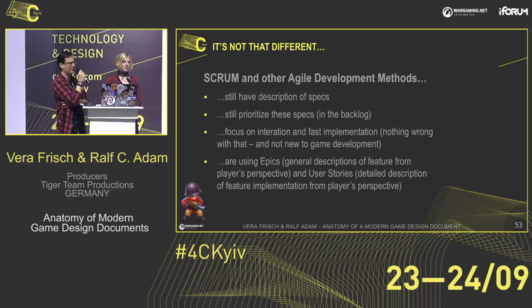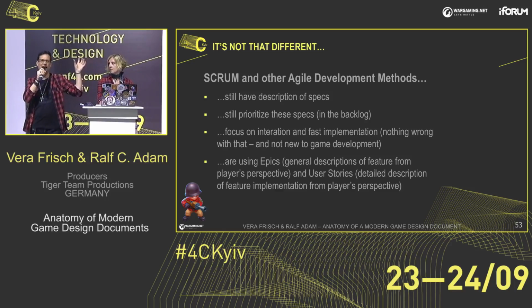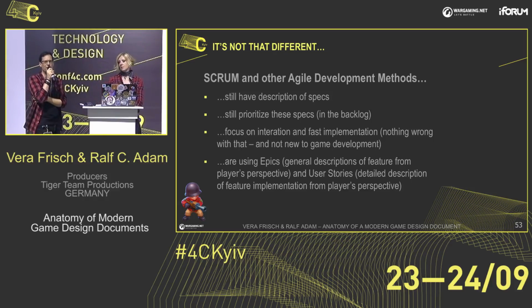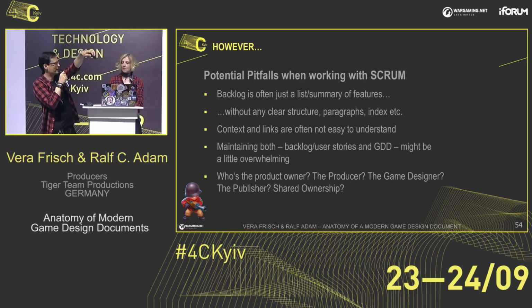And also this whole Scrum and other agile development, it's not new, and it's not that we don't need documents anymore. You still have a description of all the specs, aka the backlog. You focus on iteration and fast implementation, but again, I'm in the industry for 25 years. We never did anything differently 25 years ago. Some terms might have changed. Again, you're doing the epics first, which is like the GDD, and then you write the detailed user stories, which is kind of the detailed design documentation throughout the production. All of these things are not really new inventions, and there are also no excuses for not documenting or for not writing game designs anymore.